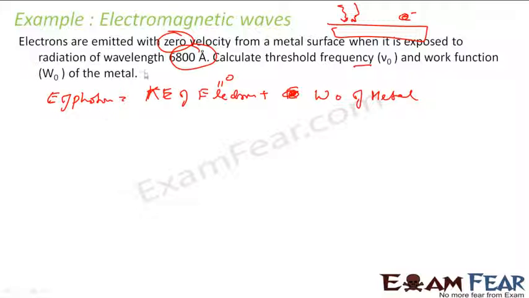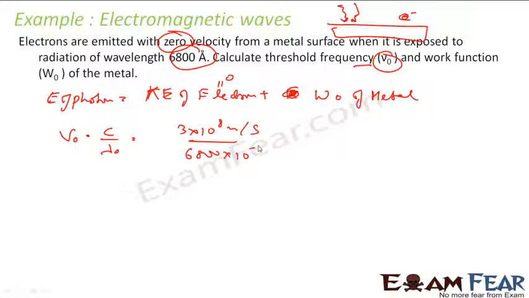So the first thing is you have to find the frequency. Frequency will be nothing but c by lambda. C is 3 into 10 to the power 8 meter per second, and lambda here is 6800 Armstrong, convert into meter. So I'll get 68 into 10 to the power minus 8 meter. So if you solve this, you get 4.41 into 10 to the power 14 hertz. This is the frequency, right?